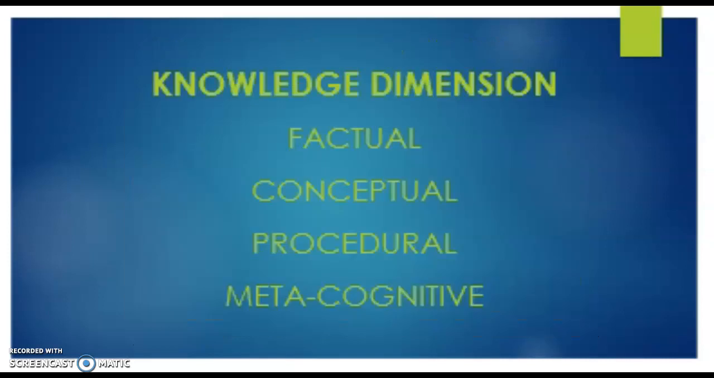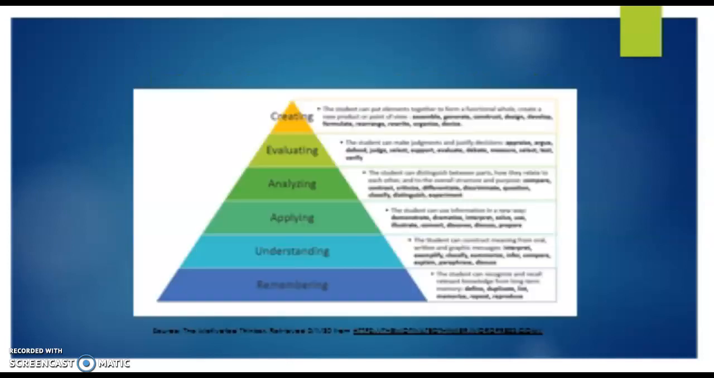A knowledge dimension was added to take into consideration the different types of knowledge of factual, conceptual, procedural, and metacognitive. In the new revised taxonomy, at the base of the pyramid was remembering, followed by understanding, applying, analyzing, evaluating, and creating. Action verbs for each level were added. For this presentation, when I refer to Bloom's taxonomy, I am referring to the revised Bloom's taxonomy.